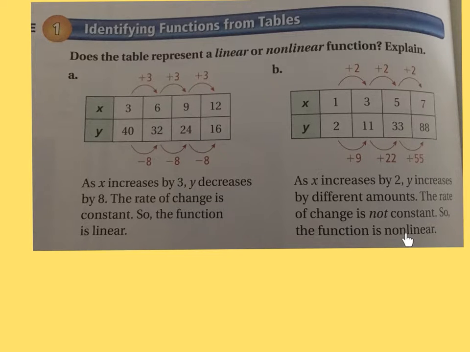If you were to graph this, and you don't have to right now, it would start to look like a line, but then it would start to curve. And as you know, a line is going to be constant. Straight. It doesn't change. So A is linear, B is nonlinear.